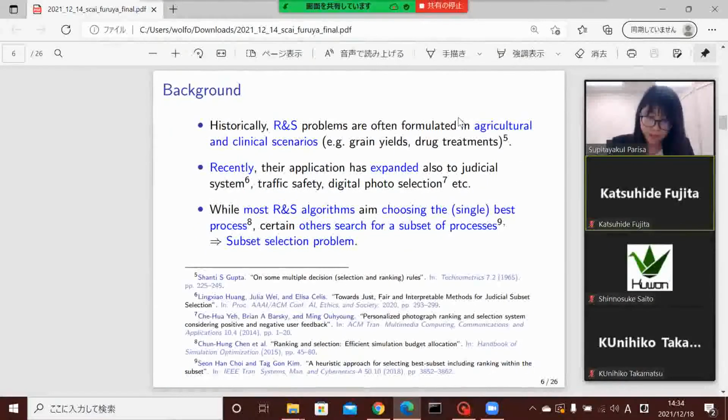In the past, R&S problems were often formulated in agriculture and clinical scenarios, but recently the field has extended to traffic safety or digital product selection. While most R&S algorithms aim at choosing the single best process, certain others search for a subset of processes. This is called the subset selection problem.